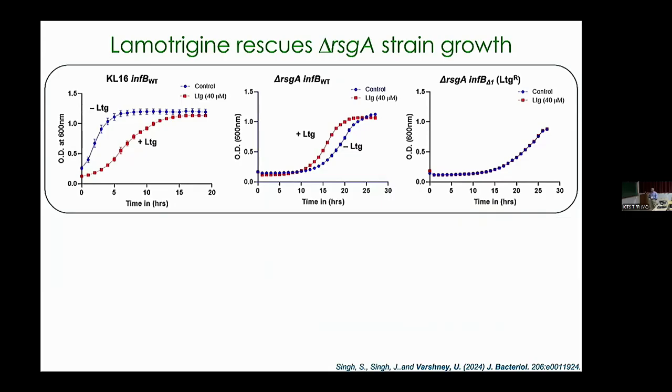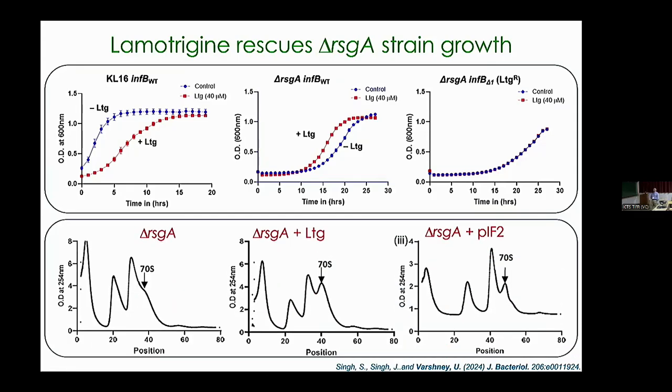We can also do the growth curves. And if you look at the wild type strain, lamotrigine compromises the growth. Delta RSGA, this is minus LTG, with LTG improves the growth. You take the initiation factor 2, which is deleted here for one amino acid, that is also resistant in fact, and you see nothing happens.